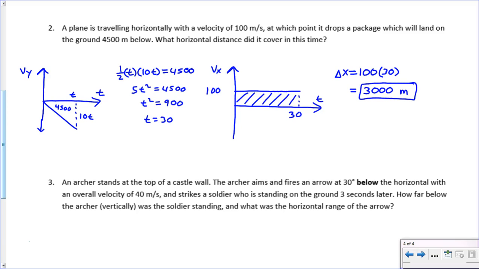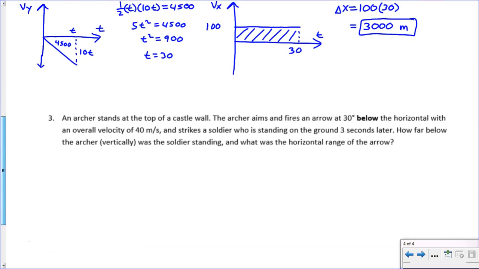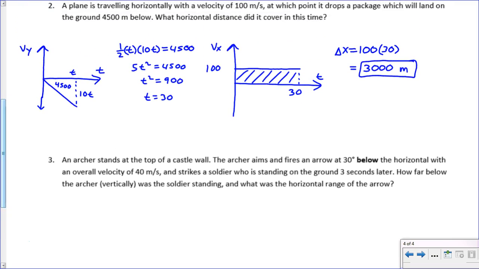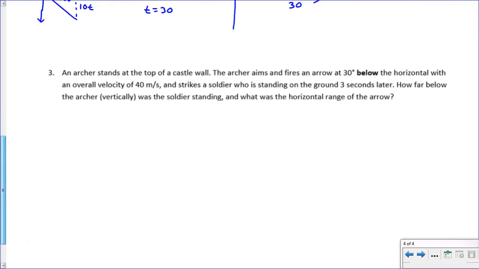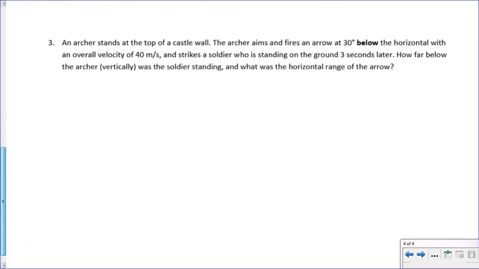So 3,000 meters is the horizontal distance that the package covers, which is actually quite a long distance, but remember that it fell 4,500 meters, so we're talking pretty big distances here.